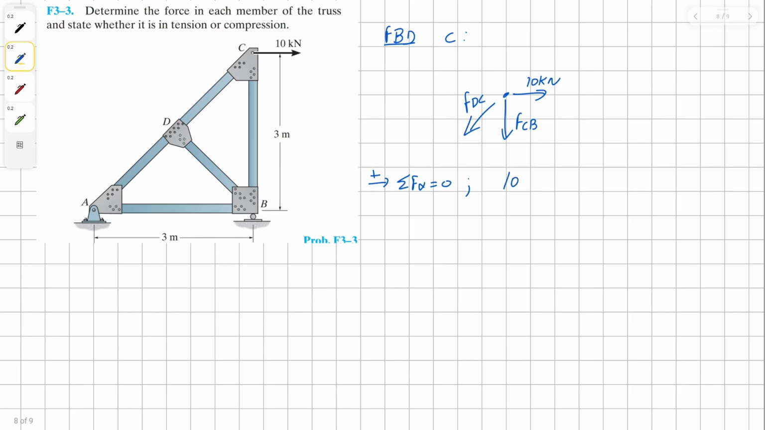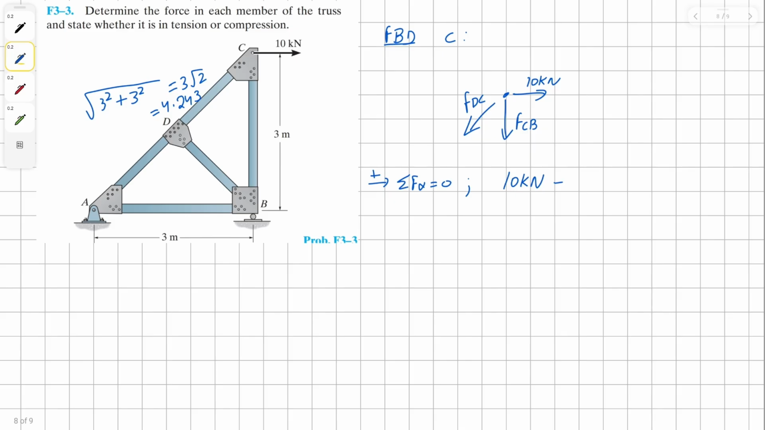You're going to have positive 10 kilonewton force from the external load, and then negative. Before we do that, we have to determine the length of member AC, which is going to be square root of 3 squared plus 3 squared, which is going to be 3 root 2, which is the same as 4.24. Now, let's get back to our equation.